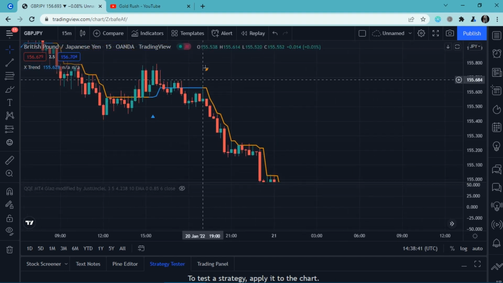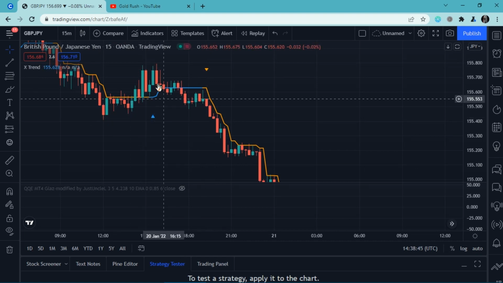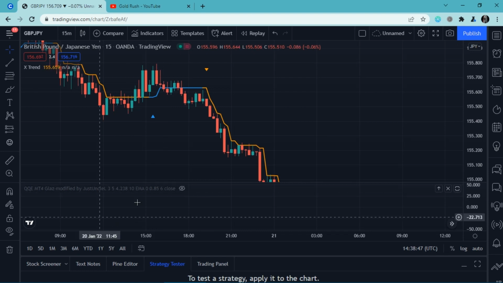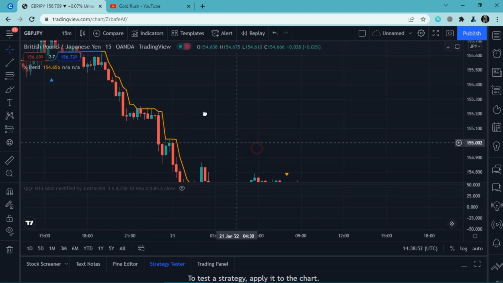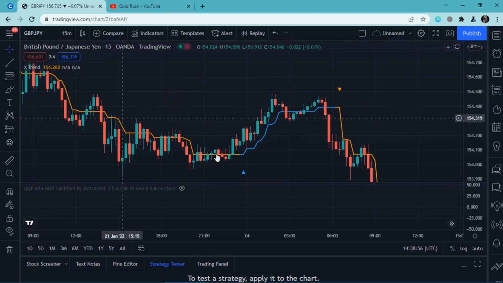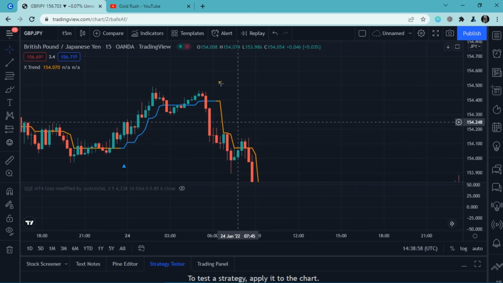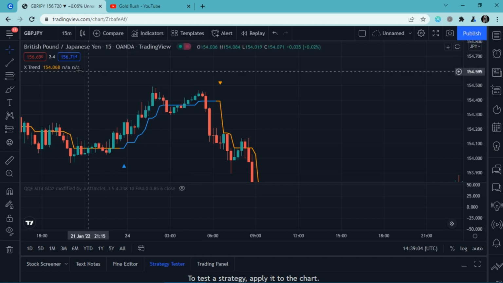This is sell, this is buy. As you can see, this one failed. But assuming our histogram was on here, you would have seen it, so it filtered it out. There's another buy, there's another sell, this is a buy, this is a sell. So basically you understand the concept of the X trend indicator.